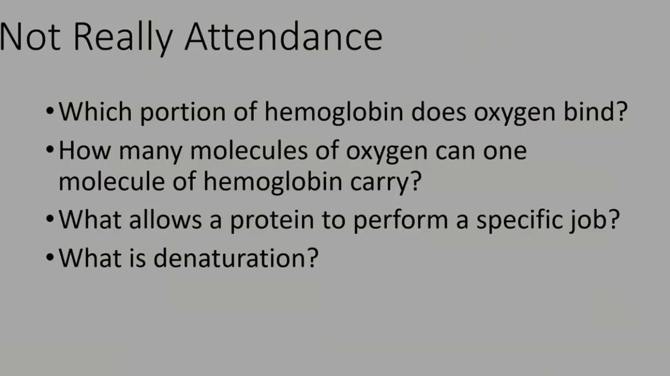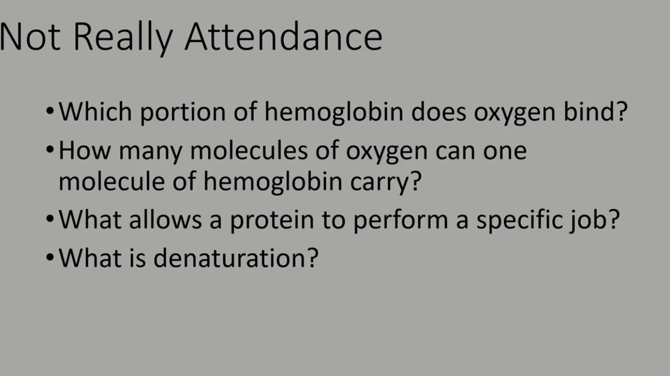But as always, let's start with our not really attendance questions for the day. First, which portion of hemoglobin does oxygen bind? How many molecules of oxygen can one molecule of hemoglobin carry? What allows a protein to perform a specific job? And what is denaturation? Now, some of these may seem like they don't really fit in what we're talking about right now, but they are going to play a big role in today's lecture. So go ahead and try to answer those before listening to what the answers are.